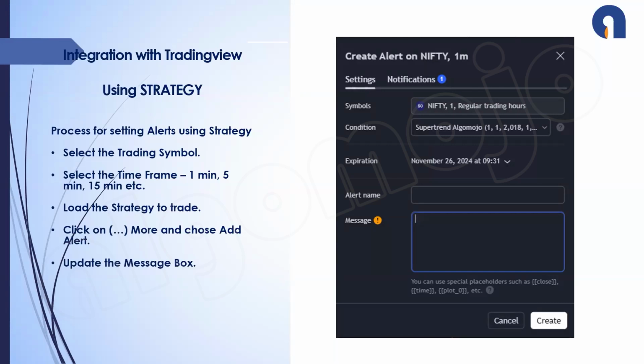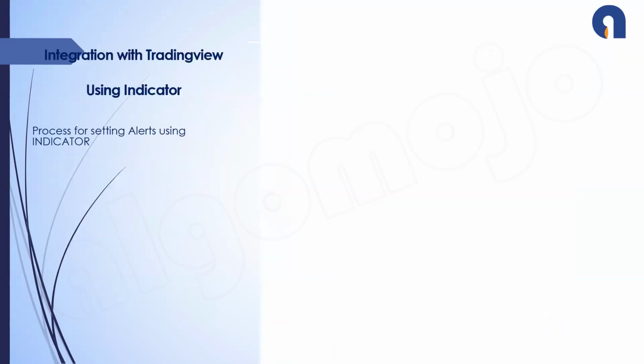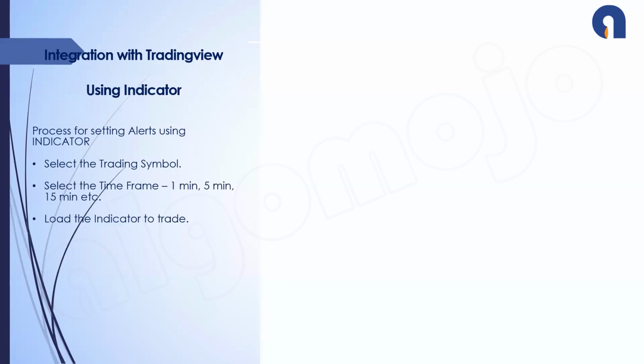So you update the message box. The content to be pasted in the message box is given by Algomojo. Just copy that and paste it. Then update the webhook URL. That also is given by Algomojo. Just copy that and paste it. That's it. Simple. Similarly, you can do it for indicators also. The process is pretty much similar, except that when you are using an indicator, you need to create multiple alerts, one for entry and one for exit.